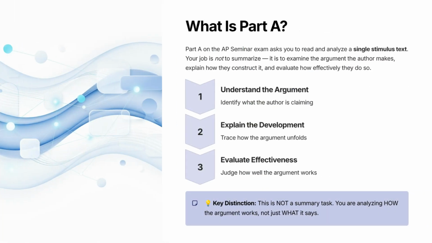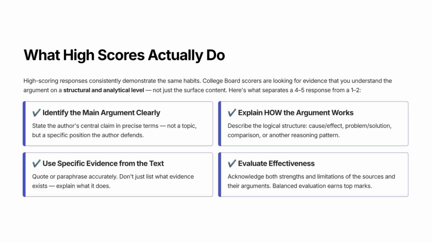Part A asks you to read and analyze a single stimulus text. Your job is to examine the argument, explain how it's built, and evaluate its effectiveness. Remember, this is analysis of how the argument works, not just a summary of what it says. High-scoring responses demonstrate a structural and analytical understanding. This means clearly identifying the main argument, explaining how it works through its logical structure, using specific evidence from the text, and evaluating its effectiveness by acknowledging strengths and limitations.